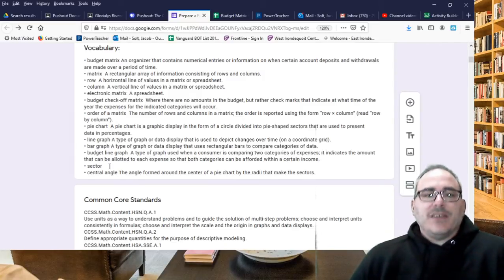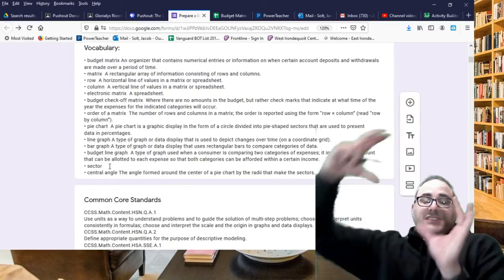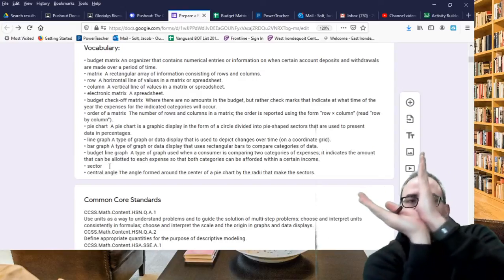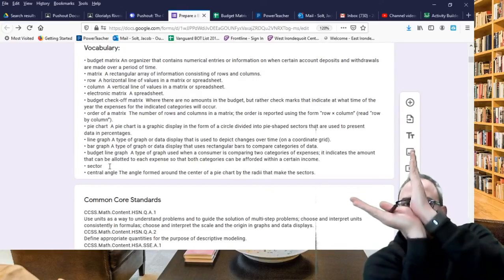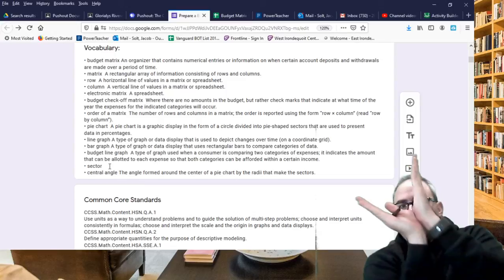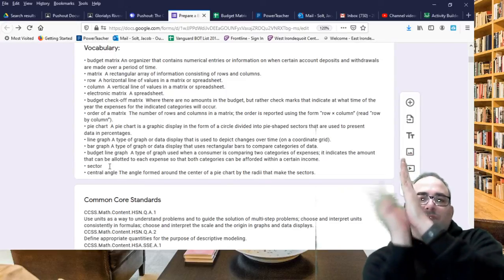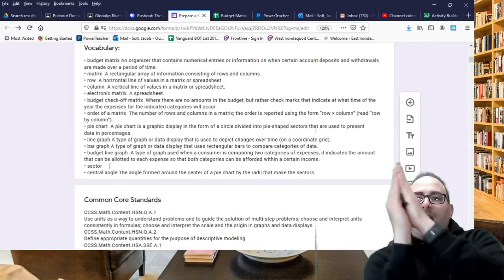And then central angle. A central angle is the angle formed around the center of a pie chart by the radii that make the sectors. So, for instance, you have that piece of pizza. You can measure the angle from the center of the pizza out towards where the slice is, and that measure would be the central angle of that slice.